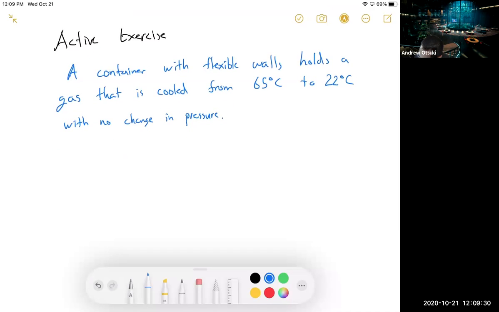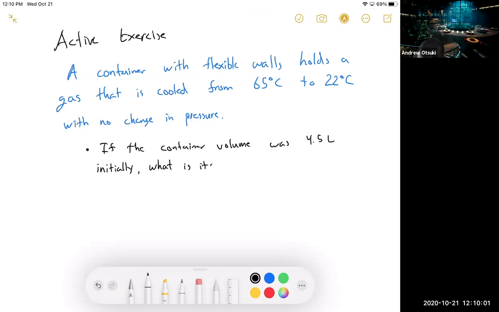All right. So the thing we want to note is, if the container volume was 4.5 liters initially, what is its volume after being cooled?